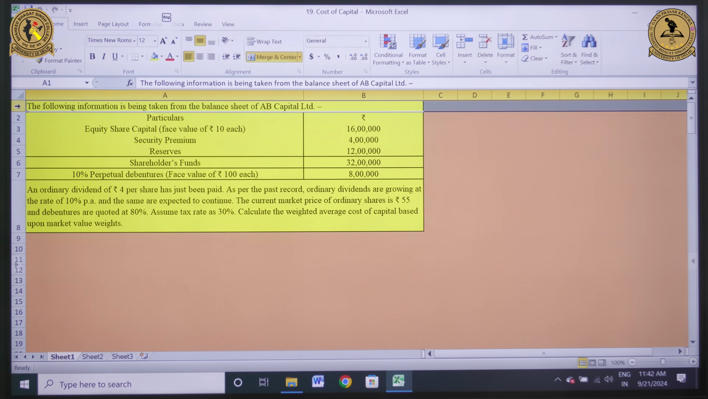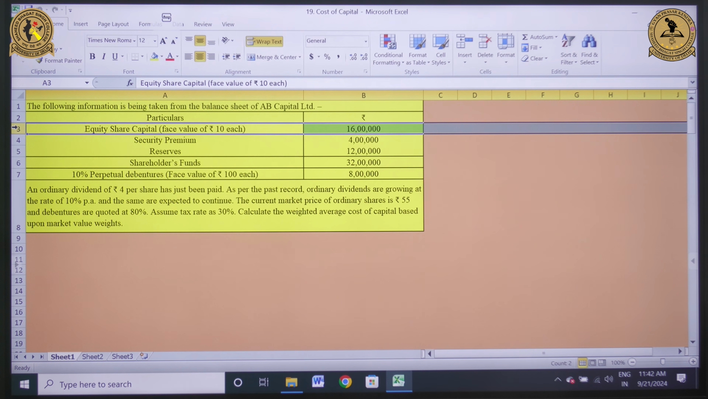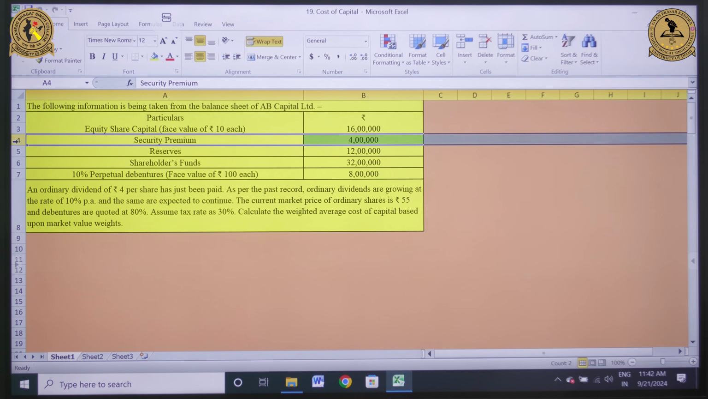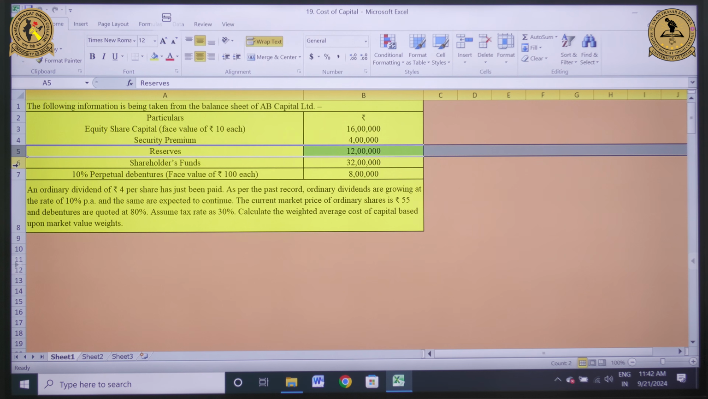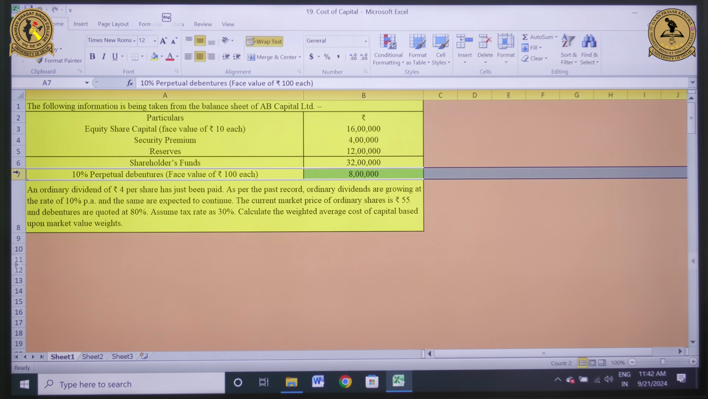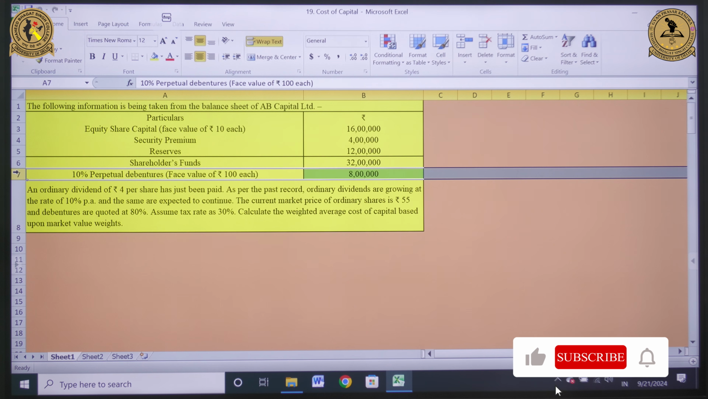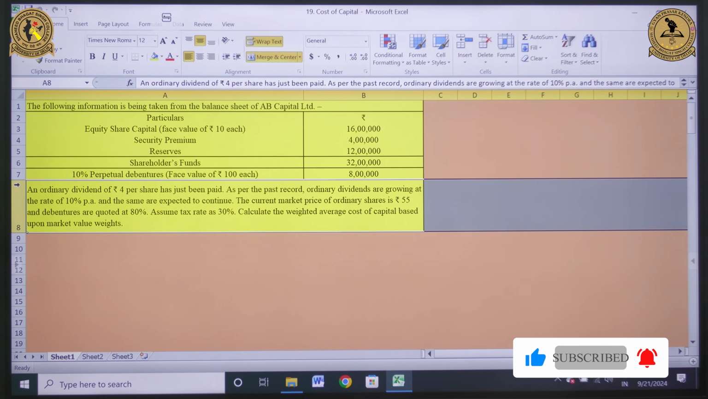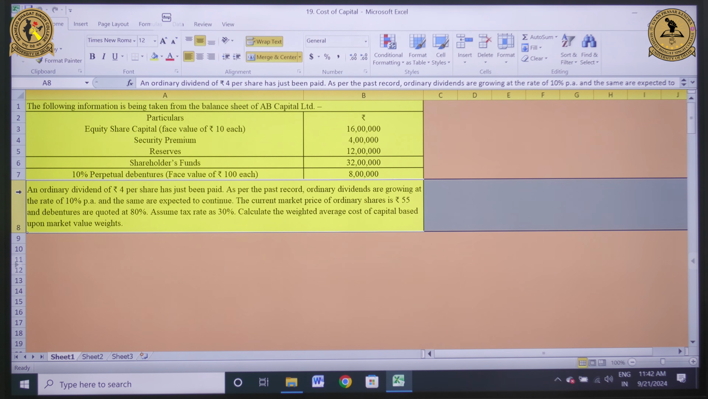The following information is taken from the balance sheet of AB Limited. Equity share capital having a face value of rupees 10 each, rupees 16 lakh. Security premium 4 lakh rupees. Reserves 12 lakh rupees, shareholders' fund 32 lakh rupees, 10% perpetual debentures having a face value of rupees 100 each is rupees 8 lakh. An ordinary dividend of rupees 4 per share has just been paid.